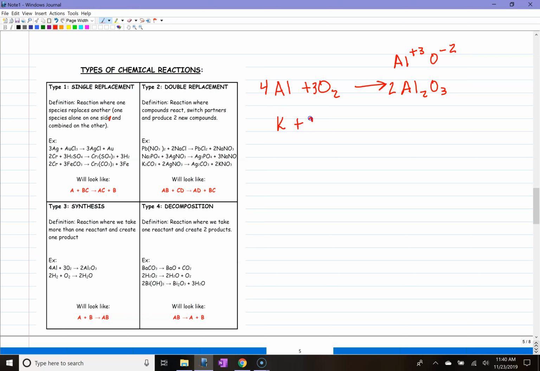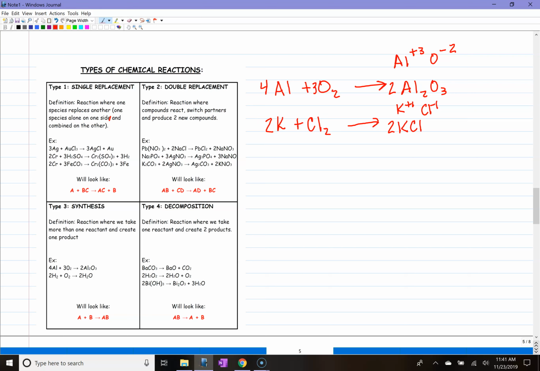I could also have something like potassium and chlorine is going to yield potassium chloride. So potassium is +1, chlorine is -1. So the product would be KCl. But since chlorine is a diatomic, I've got to balance it out now because I have 2 chlorines on the reactant side and only 1 on the product side. I'm going to do that by putting a 2 in front of potassium chloride. And then I'm going to have to come and put a 2 in front of potassium.